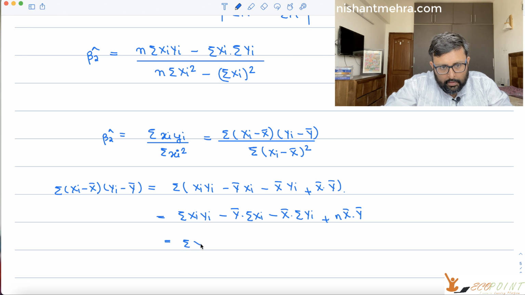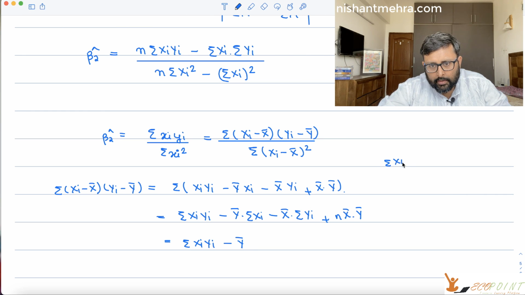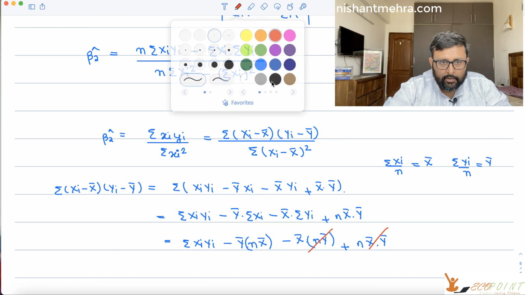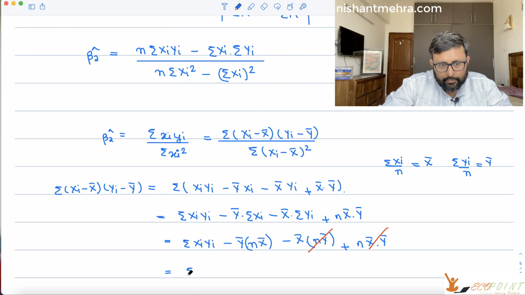I hope you know this, that summation of xi upon n is x bar and summation of yi upon n is y bar. So in place of summation of xi, I can write n x bar. In place of summation of yi, I can write n y bar. And this is n x bar y bar. So you have n x bar y bar and here minus n x bar y bar. It will get cancelled out, and you'll be left with summation of xi yi minus n x bar y bar.